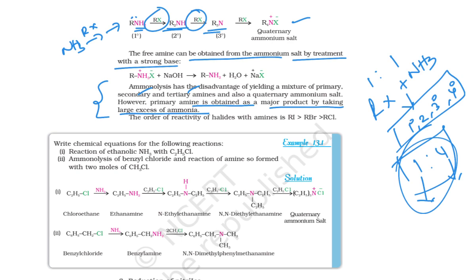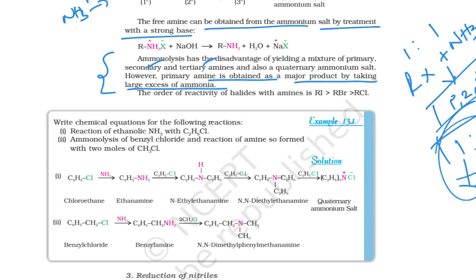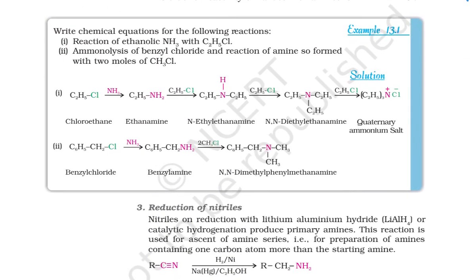So then there is a reaction which is here. I will solve these questions. Look here, write the chemical equation of the following reaction. So your NH3 reacts with C2H5Cl, then the ammonolysis of benzyl chloride. Benzyl chloride, you know, right? What is benzyl, what is allyl, what is aryl? I taught it in the first lesson itself. Go and watch that video, haloalkanes and haloarenes, right? So 2 moles of CH3Cl.